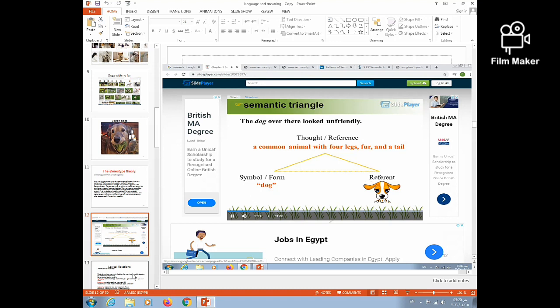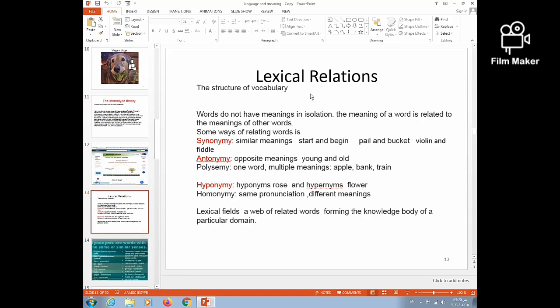Now let's go to another element, which is lexical relations. Lexical, how do we understand the meaning of words? As we said, we understand the meaning of words by having some sort of mental copies that we store in our minds. We match with things and objects in reality, and we tell whether it accords with what we store or not.